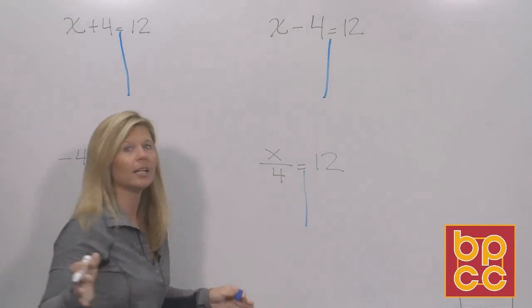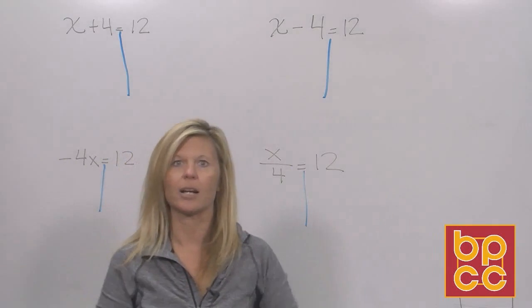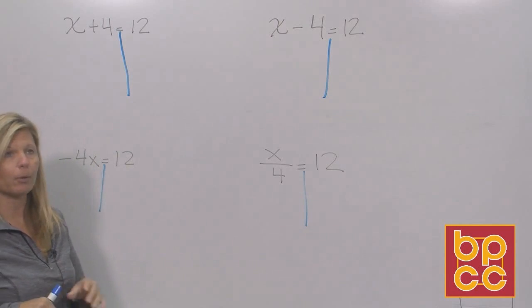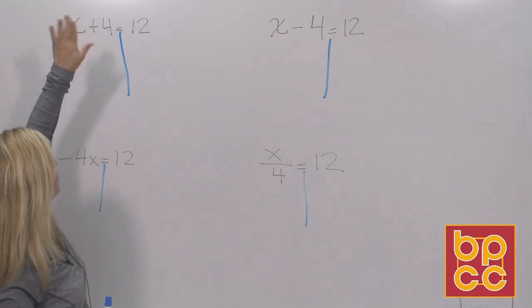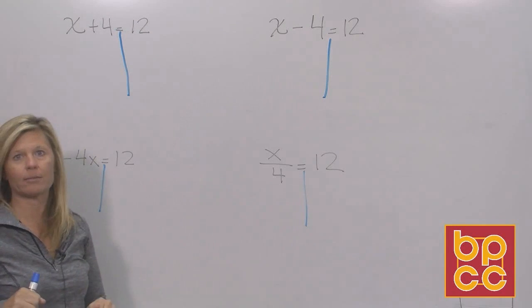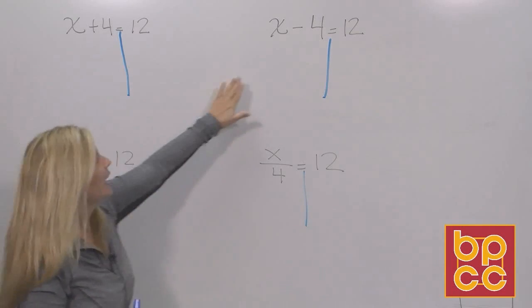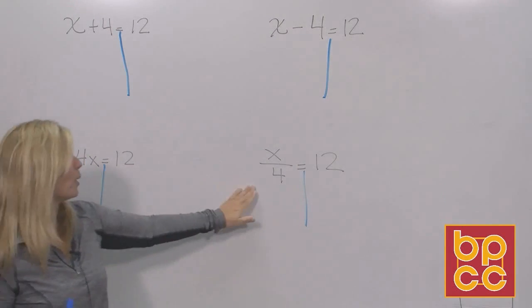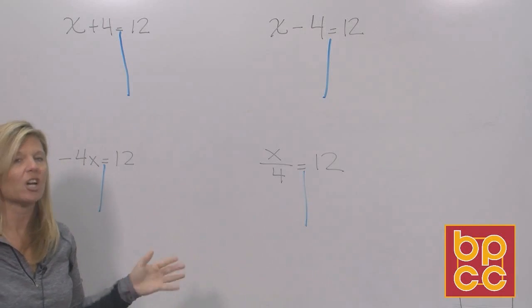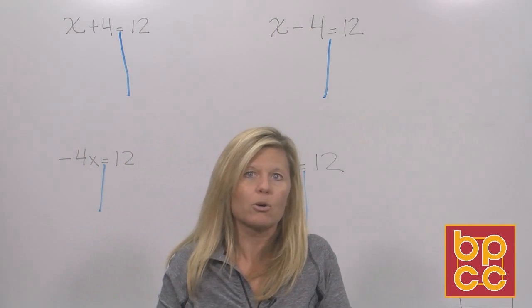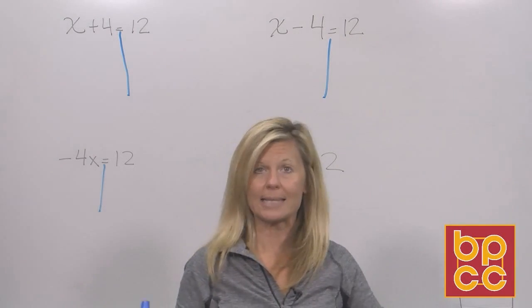So every linear equation has a left side and a right side. What you want to do is isolate the variable. You want the x on the left and the numbers on the right. So if you look here, the x is already on the left. And in fact, with all four of these linear equations, my x is already on the left. So I don't have to do anything with the x. What I have to do is move the numbers or the constants to the right side.